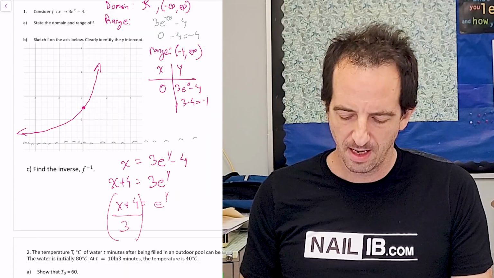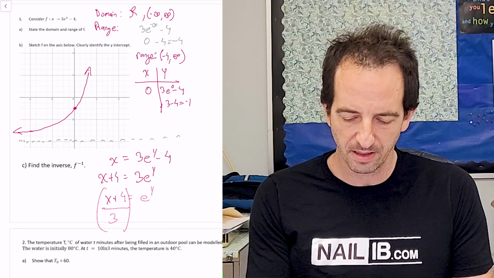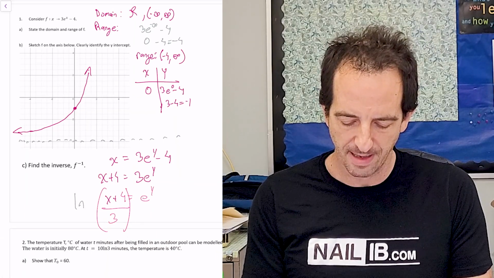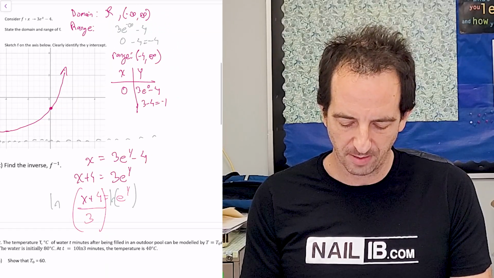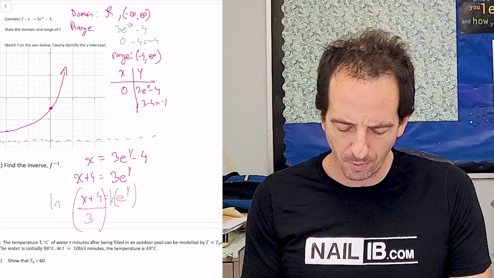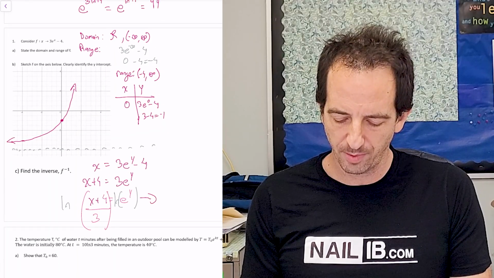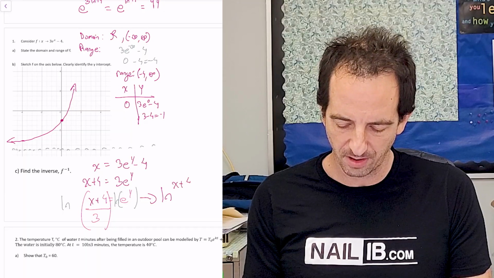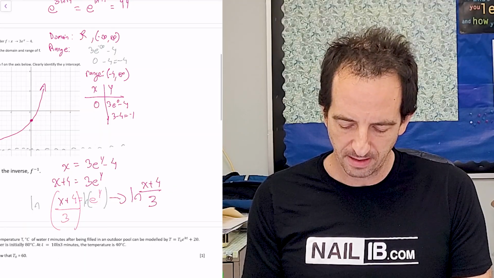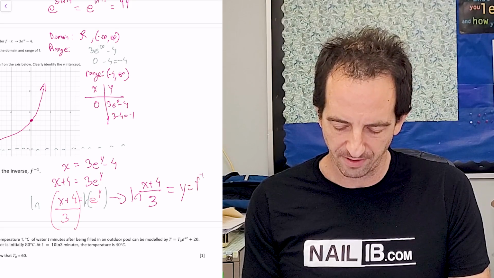And now the question is, how can we get y by itself? The key here is we can take the natural log of both sides. And what will that lead to for our inverse? Our inverse, therefore, will be the natural log of x plus 4 over 3 is equal to y, which is equal to our inverse function.